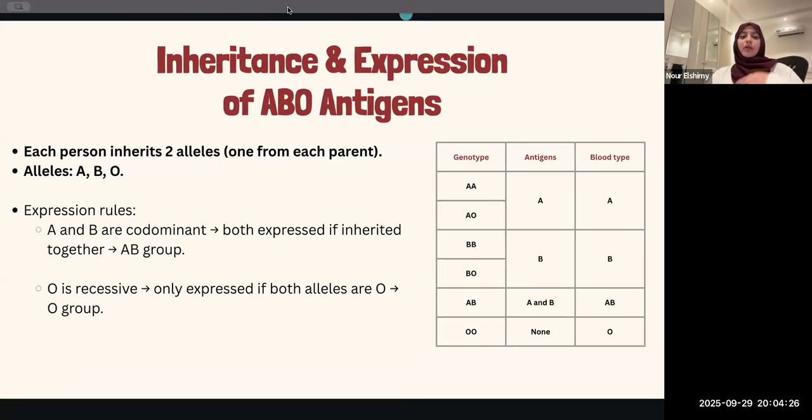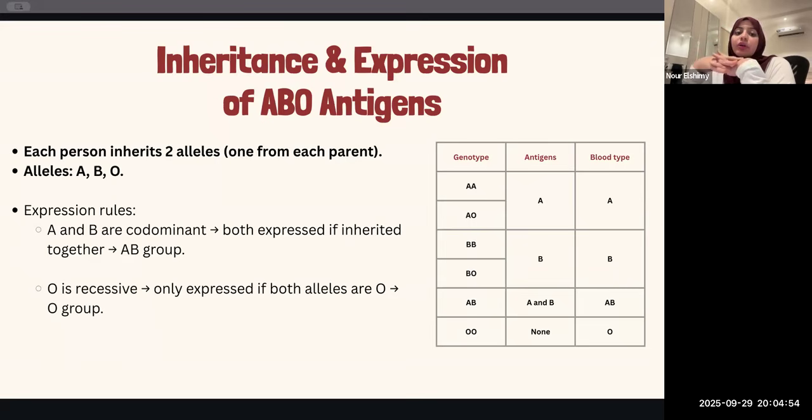So basically, this summarizes what I just said. If you have two alleles of A or an A and O, A is dominant, so you're going to have antigen A, blood type A. B, same thing. B is dominant over O, so you're going to have the B allele with blood type B. If you inherit the two alleles A and B, they're co-dominant, so no one tops the other. They're both expressed together, so you're going to have blood group AB.